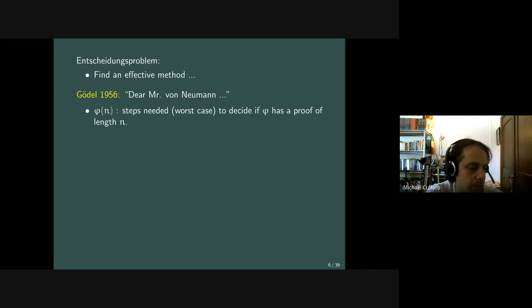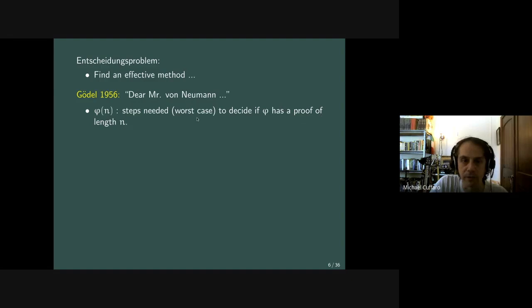So it's not clear that von Neumann even read the letter. Like, I think he died shortly after this. But in any case, the letter that Gödel wrote to von Neumann asked him a question concerning the proposition phi of n, which is the number of steps that are needed in the worst case to decide if some proposition phi has a proof of length n.